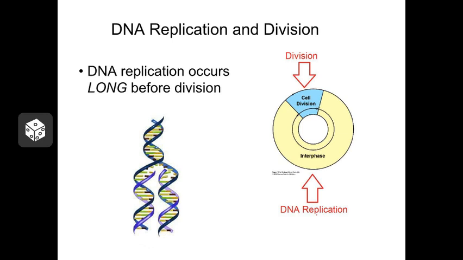There's actually a pretty big gap of time between the two processes. Think of it this way. If cell division is scheduled for, let's say, noon on a particular day, DNA replication will happen long before. It will happen at, let's say, midnight the night before. So the cell actually carries double copies of all of its chromosomes for a long time before division occurs.